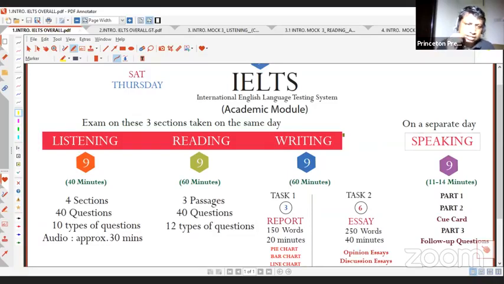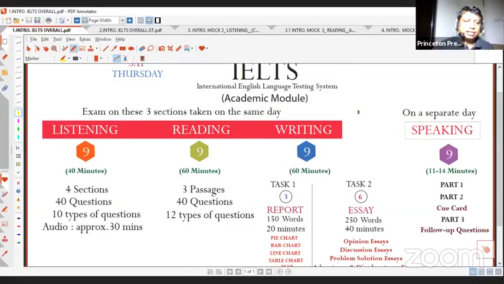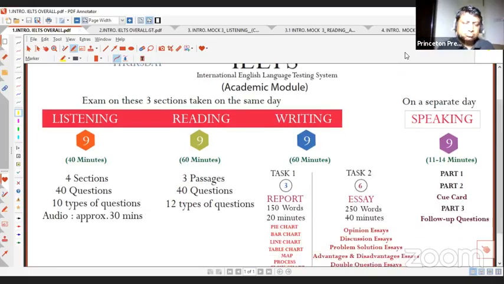And it will start with the listening. Usually, if you talk about the paper-based one, it takes around 40 minutes: 30 minutes for the exam, and 10 minutes for transferring your answers from your listening booklet to your listening answer sheet. So for listening, there will be 4 sections. There will be 40 questions. There will be around 10, 11 types of questions.